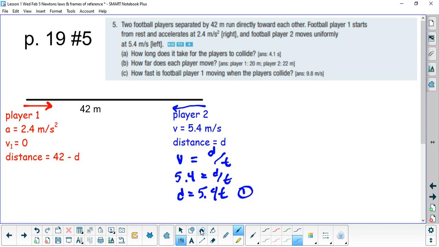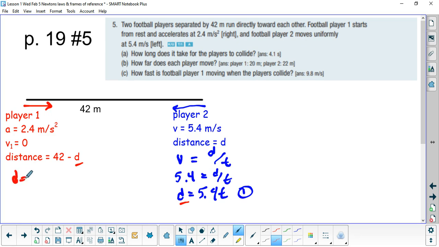Pretty straightforward. When I think about my second player, he is running differently. According to the question, my second player is accelerating, starts at rest. And I know the distance they're going to cover is whatever's left. If this guy covers d, this is going to be whatever's left of the 42 meters, which is why I've called it 42 minus d. That means this d and this d mean the same thing, which means I'll be able to substitute one into the other. So that's what I'm going to do.